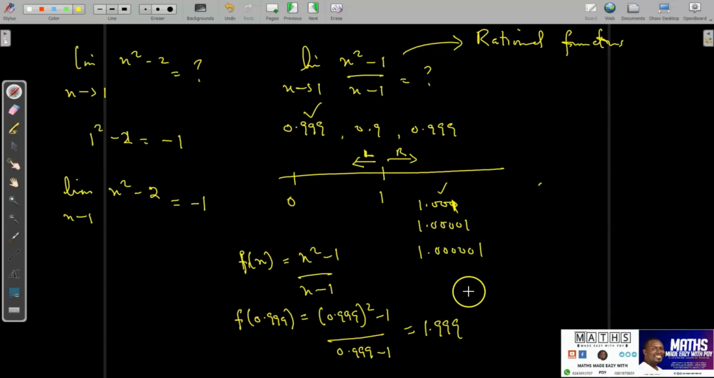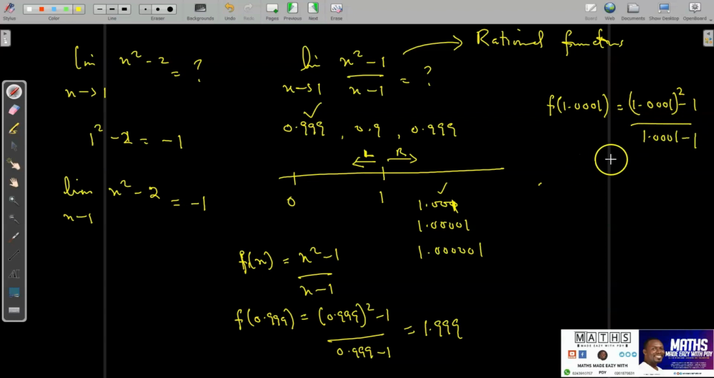Yes. So let us take another one. This time f of x is at 1.0001. So we have 1.0001 all squared minus 1 all over 1.0001 minus 1. Please operate this one also on your calculator for me. What answer are you getting?